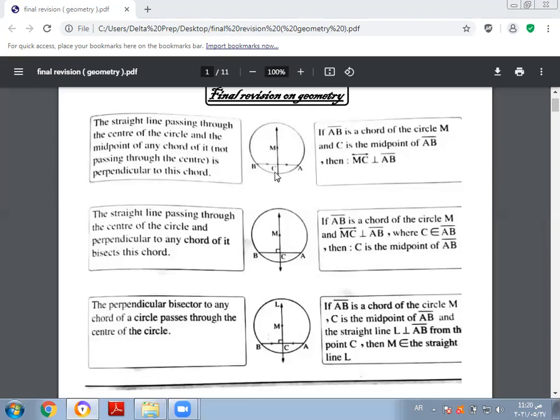If a straight line passing through the center of the circle is perpendicular to any chord of it, it bisects this chord. This means that if AB is a chord of the circle M and MC is perpendicular on AB, where C belongs to AB, then C is the midpoint of AB.